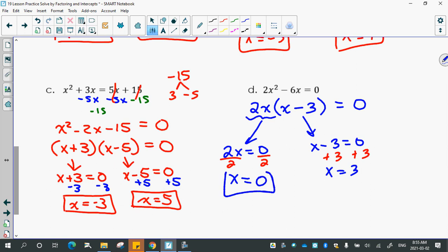Does it make sense to have the solution be x equals 0? Try it out here first. So 2 times 0 is 0, times negative 3, because if x were 0, this bracket would be negative 3. So 2 times 0 is 0, times negative 3 is still 0. And what about if you put it in up here? I have 2 times 0 squared minus 6 times 0. Would that give me 0? Yes. Okay. So you can always check your answers by subbing them back into the original equation, making sure they work.